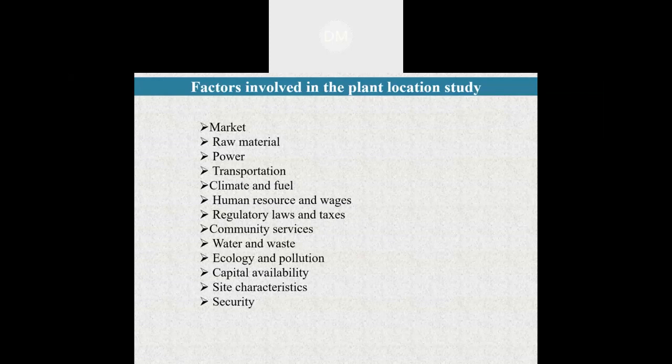Then capital availability for the plant. Then site characteristics: why select such a location, which positive points and which negative points this location has. And another issue is the security of the plant. So these are the points related to the factors involved in the plant location study.